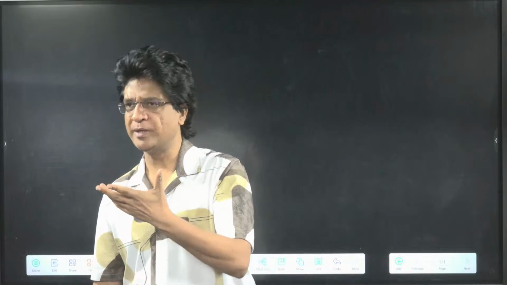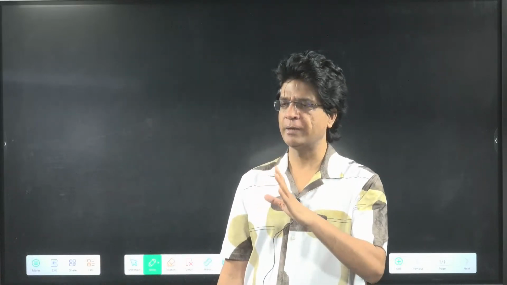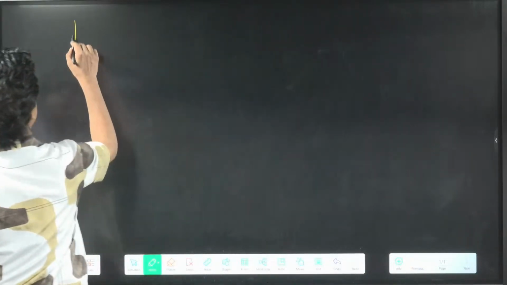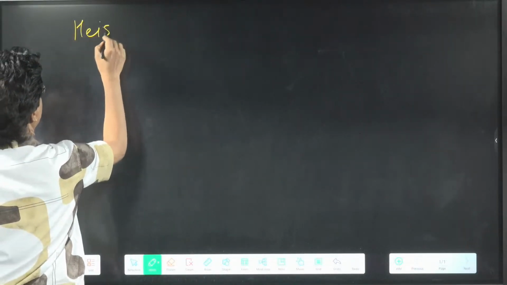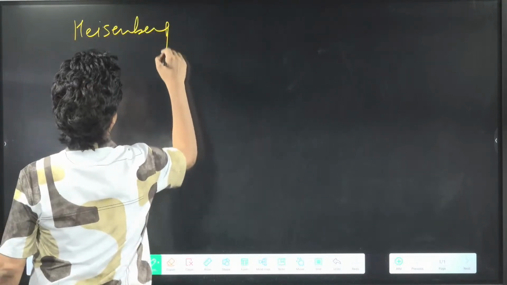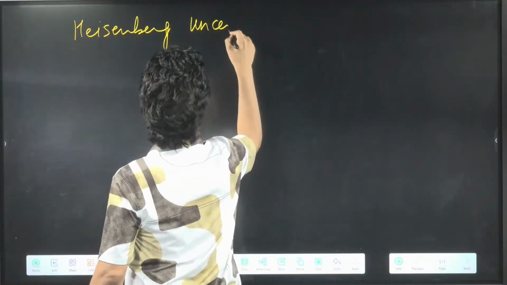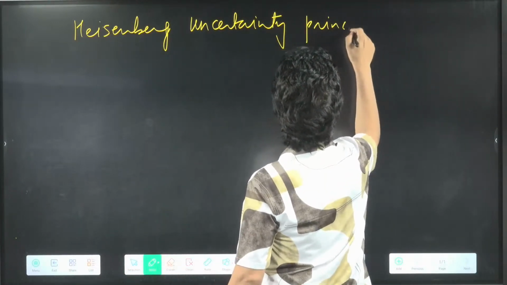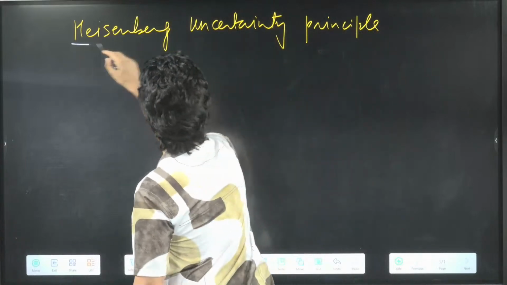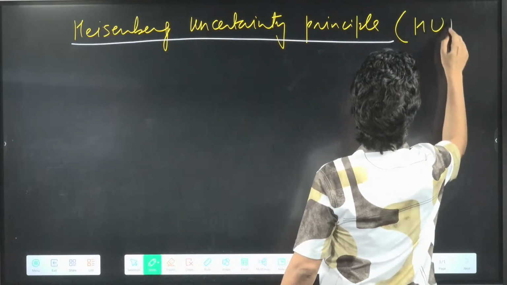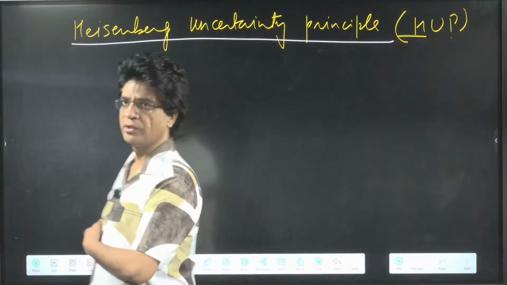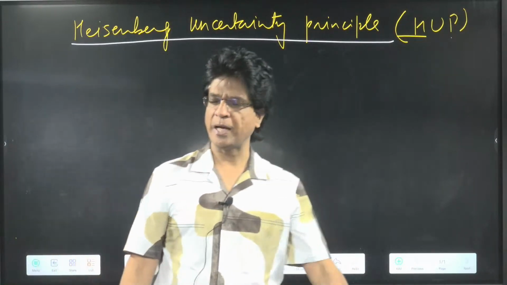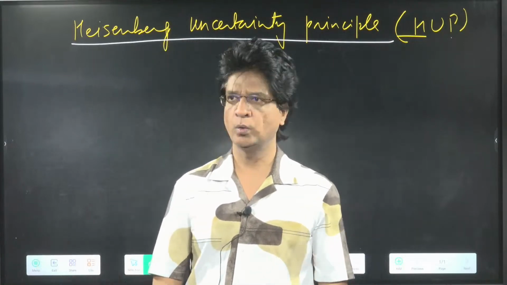Today, not much is supposed to be done. Only one topic will be done, and its name is Heisenberg uncertainty principle. So please write down the topic. Heisenberg uncertainty principle. In short, we'll write down that HUP. Okay. So the prime statement of Heisenberg.